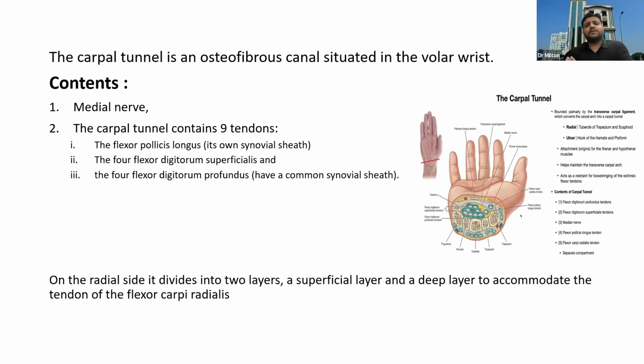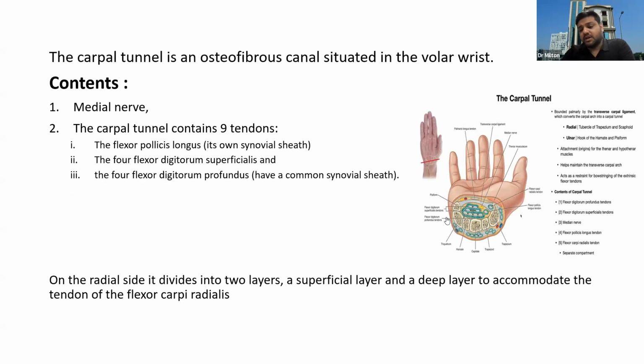So a little bit of the carpal tunnel symptom. We just know about these things. This is the carpal tunnel, actually an osteofibrous canal situated in the volar wrist. Why osteo? Because it is just over the carpal bone.